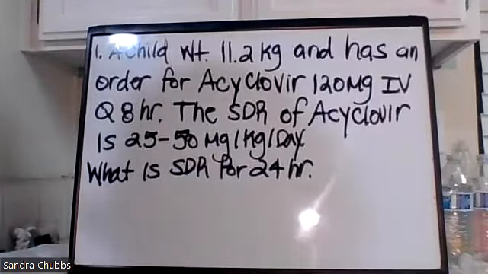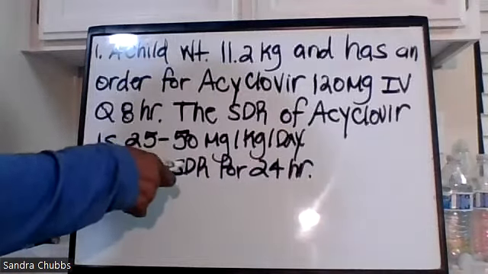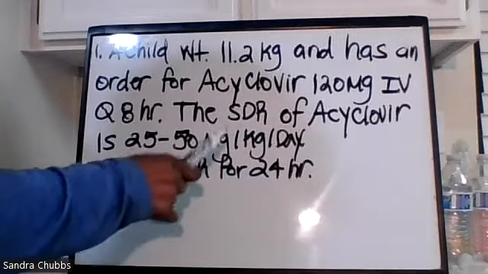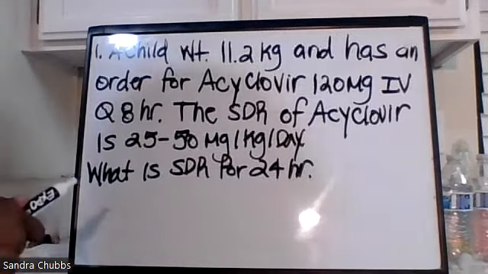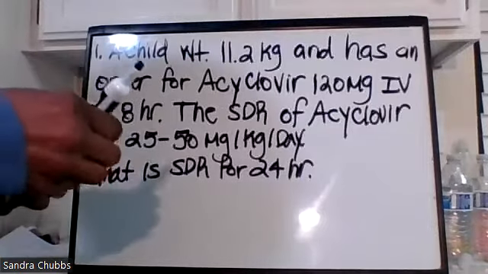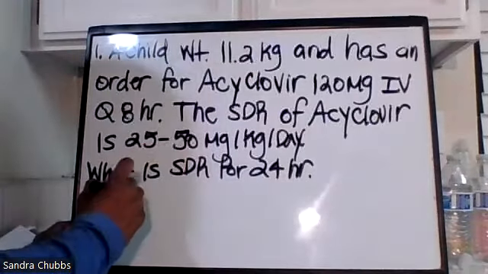All right, folks, here's our first pediatric dosage. It says the child's weight is 11.2 kilograms and has an order for acyclovir 120 milligrams IV every 8 hours. The safe dosage range of acyclovir is 25 to 50 milligrams per kilogram per day. What is the safe dosage range for 24 hours? So first, we have to convert the child's weight to kilograms if it's in pounds. It's already converted, so all we have to do is do the math.